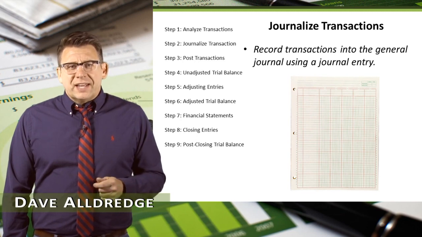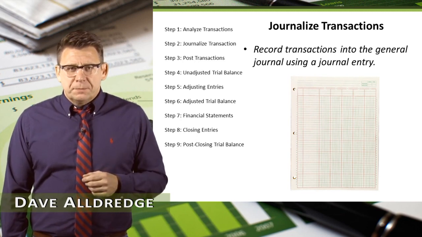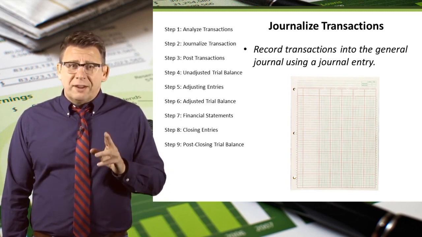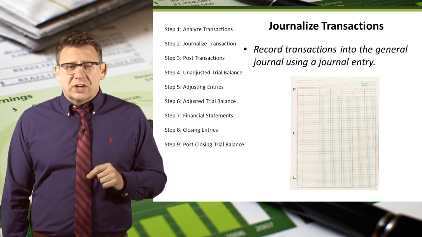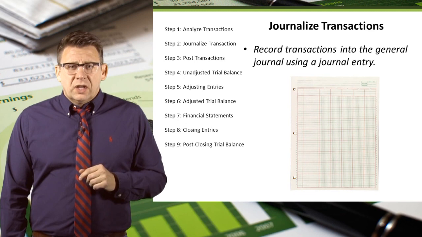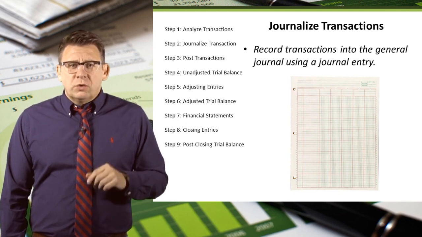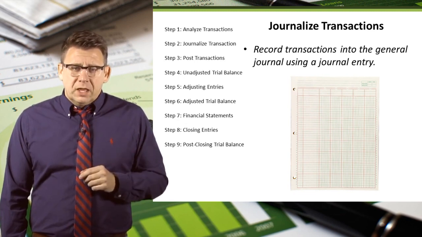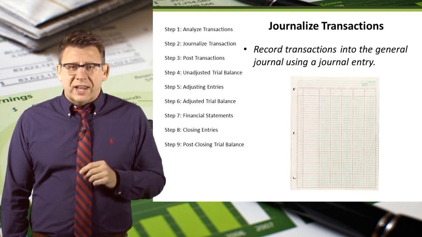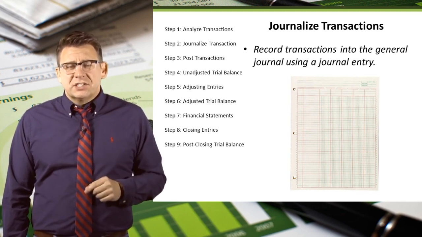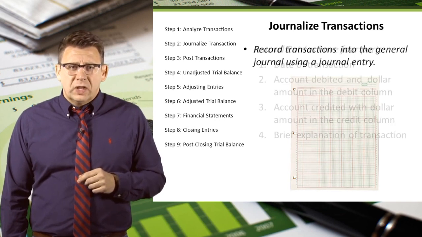Step 2 in the accounting cycle is journalizing transactions. This is the process whereby financial transactions are recorded into the accounting records of a company. Transactions are recorded with a journal entry. These journal entries become the chronological list of all the transactions, and that list is known as the general journal.